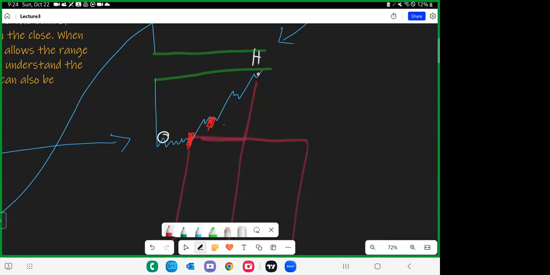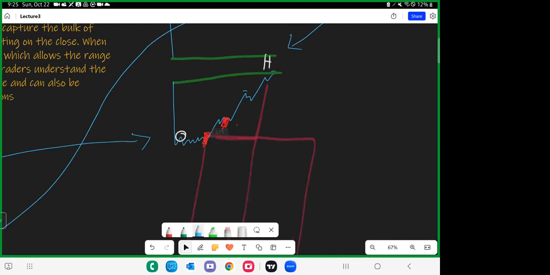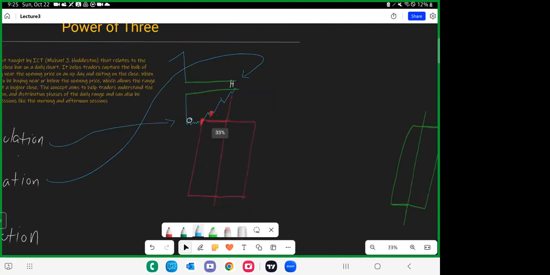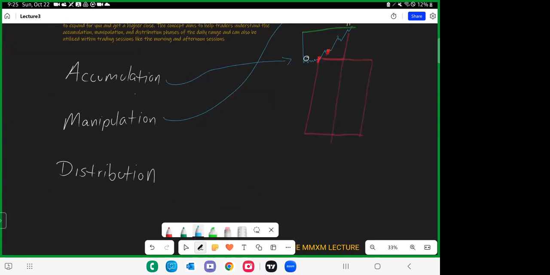All right. Now, once price reaches into that array, and obviously you're going to get your market structure, you're going to get that delivery that we now understand to be a high probability pricing sequence. Once price reaches up into that array, we're now expecting to get that distribution phase, that part of the power of three.